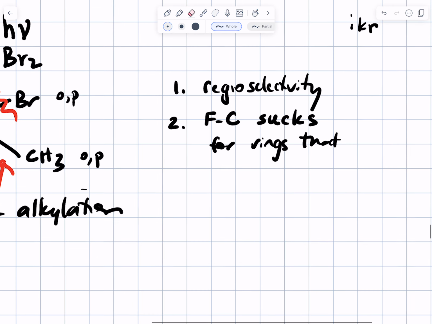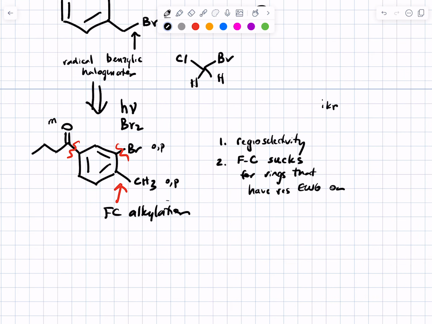Okay, sorry. Friedel-Crafts doesn't work for rings that have resonance electron withdrawing groups on them. So let's think of a good strategy. We note that these two are ortho and para to each other. We note that these two are meta to each other. Sometimes you're going to find that the order matters. Sometimes the order doesn't. Sometimes there will be two good pathways to make something and an alternative third pathway that doesn't work. So what do you think?